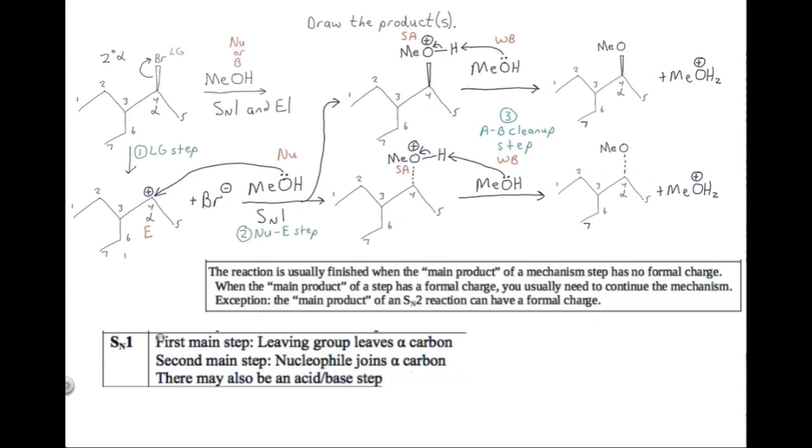So an SN1 mechanism has two main steps, but notice there may also be an acid-base step. In fact, most of the SN1 reactions that you will see on your exams do include an acid-base step. Notice that in this SN1 we had a very common pattern for SN1. A very common pattern for SN1 is that the first step is the leaving group step. The second step is the nucleophile electrophile step, and then the third step is an acid-base cleanup step to clean up the positive formal charge from step 2.